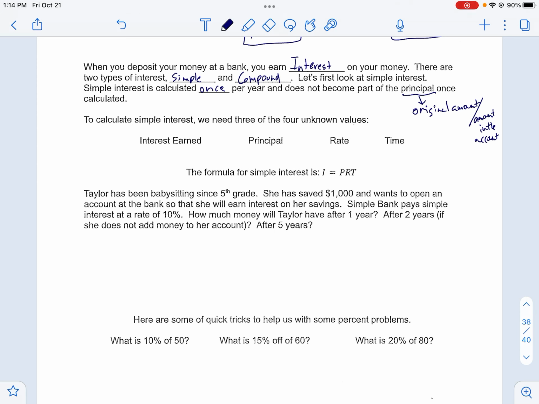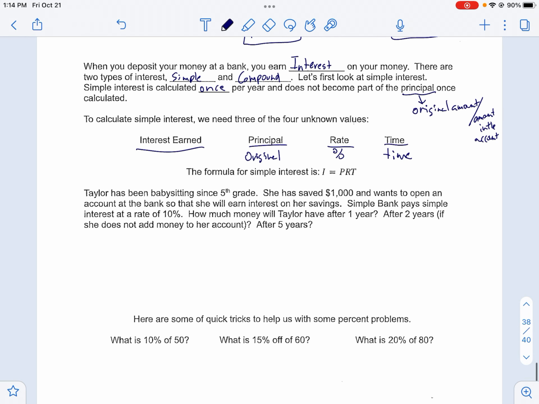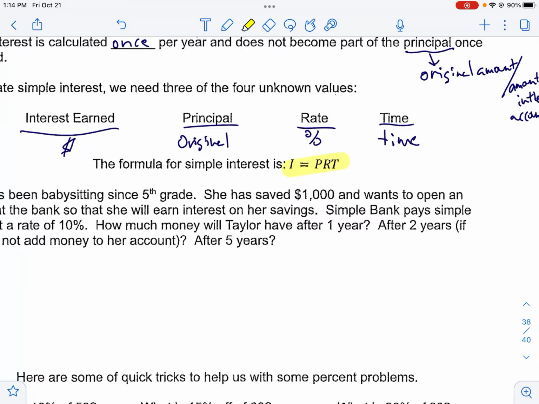To calculate simple interest, well, there's actually 4 parts to the formula. There's the interest earned, there's the principal, which again is the original amount, there's the rate, which is like how much money you're making. It's almost always given as a percent, and then our time. And time is almost always measured in years. And just to return back, interest earned, well, in America, we're earning dollars. The formula that relates all of these together is I equals PRT. So again, the interest is equal to the principal times the rate times the time.